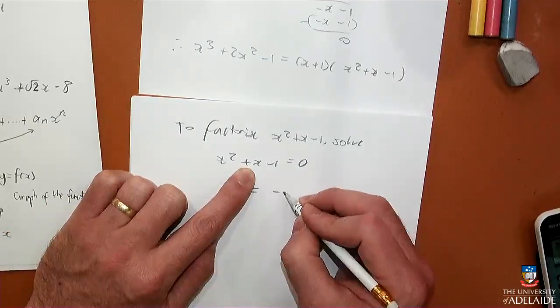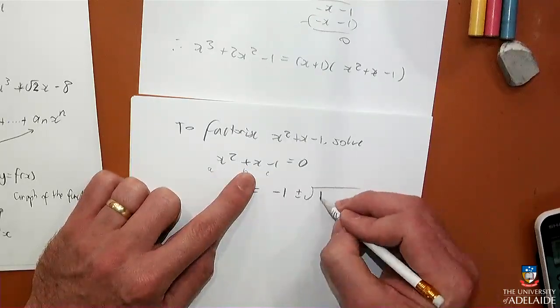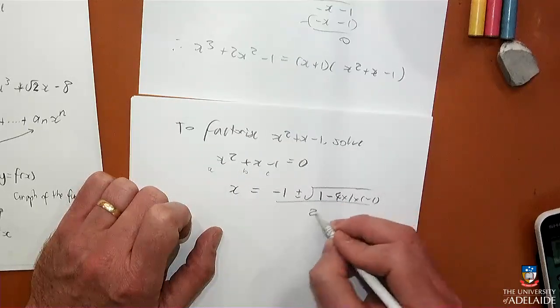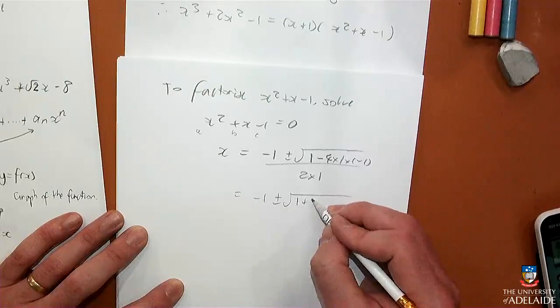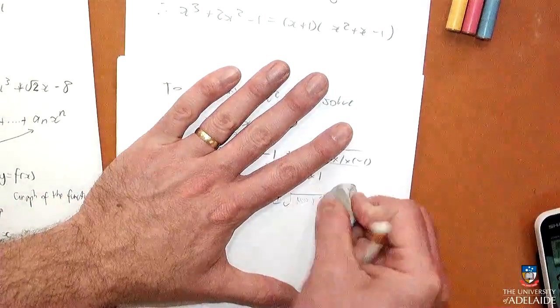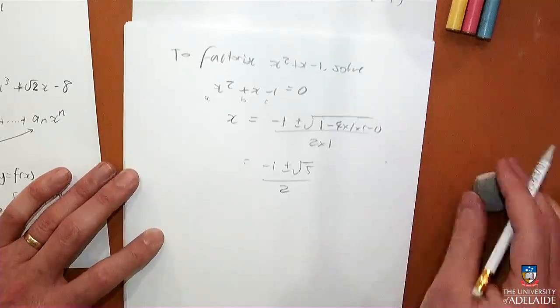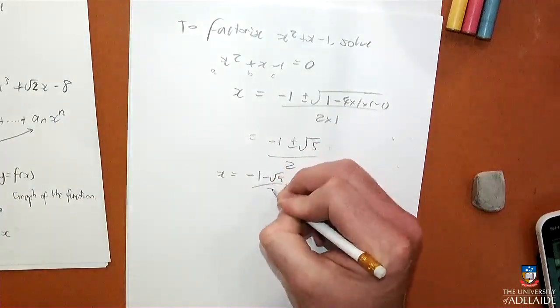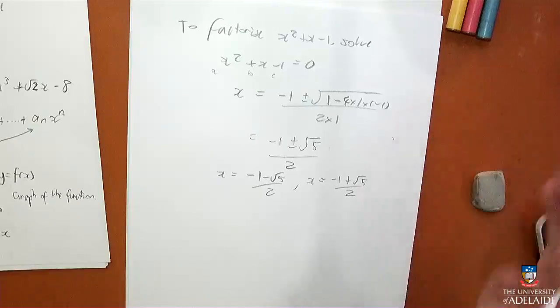So normally you call this a, b and c, and you go minus b plus or minus the square root of b squared minus 4 times a times c, over 2a. So that gives me minus 1 plus or minus the square root of 1 plus 4, which is 5, over 2. Okay, so x equals minus 1 minus root 5 over 2, or x equals minus 1 plus root 5 over 2. And I know that if those are the zeros, the factors will have to be x minus that.